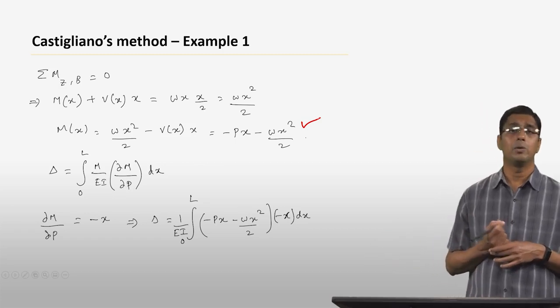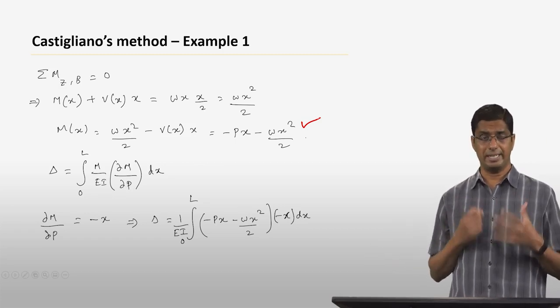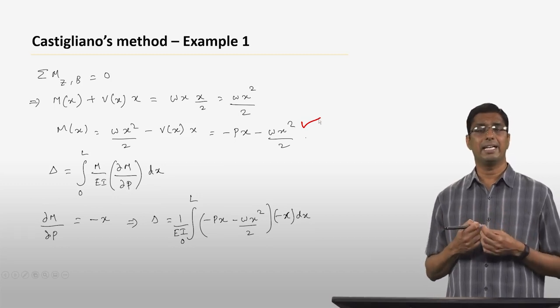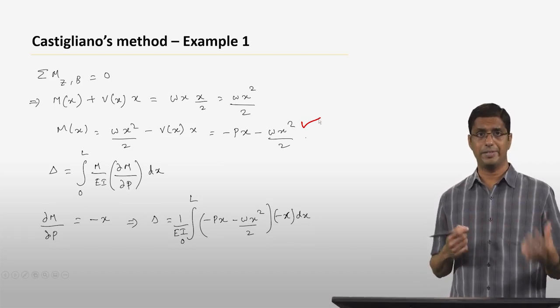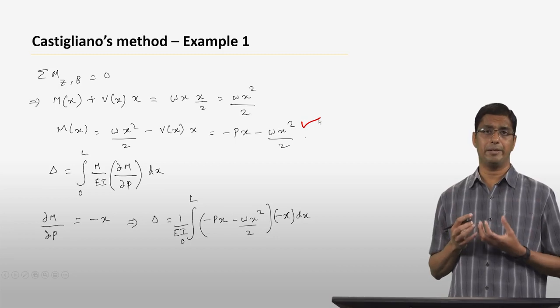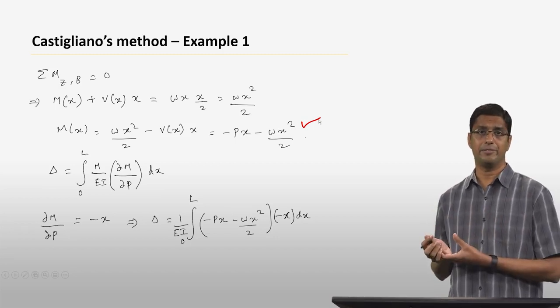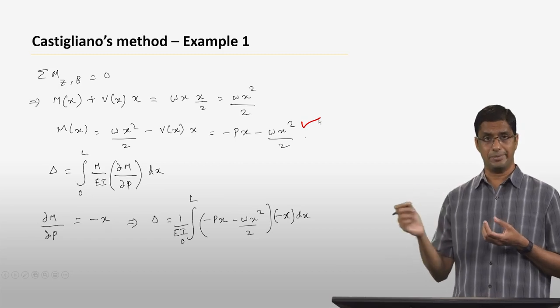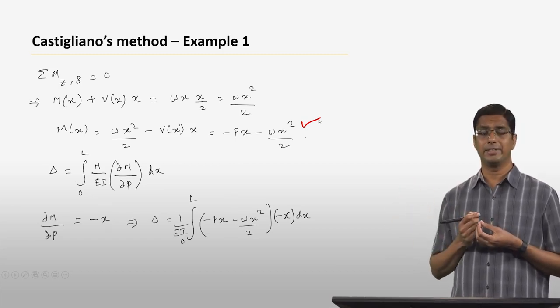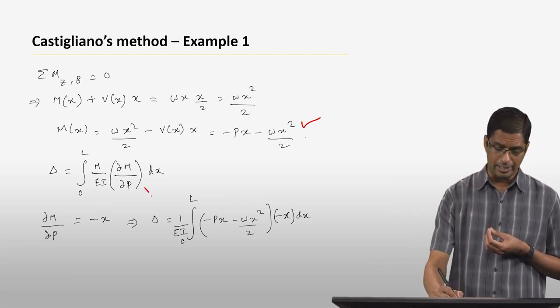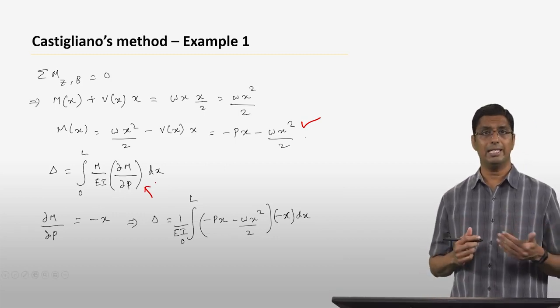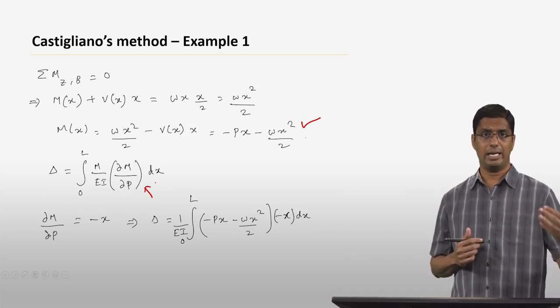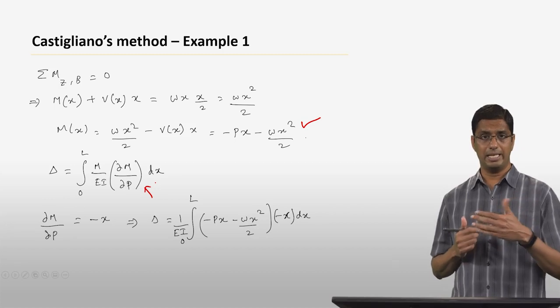Now, once we know the moment function M, then finding delta is actually quite trivial. Essentially we have to put this moment function into the equation for bending energy, which is M squared over 2EI times dx, and take the derivative with respect to P. That I have already done here. So delta is the integral from 0 to L of M over EI times del M over del P times dx.